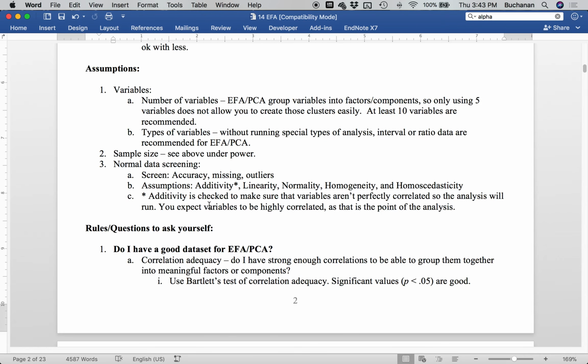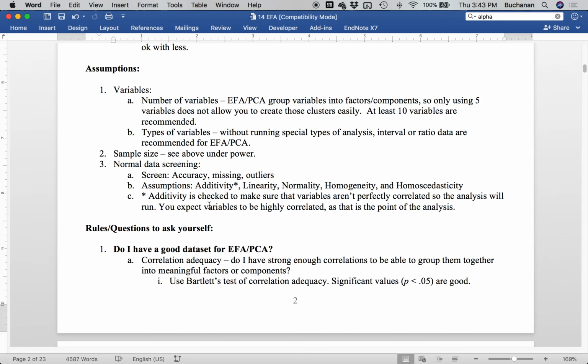Okay, sample size we already talked about. The normal data screening applies, so accuracy, missing data, and outliers. Additivity, in the sense that we don't want correlations that are perfect. We want correlations that are high. That's sort of the point of these analyses, but perfectly correlated variables will throw an error message. Also normality, linearity, homogeneity, and homoscedasticity. So your traditional data screening, which, if you want to learn more about, I have several videos on.